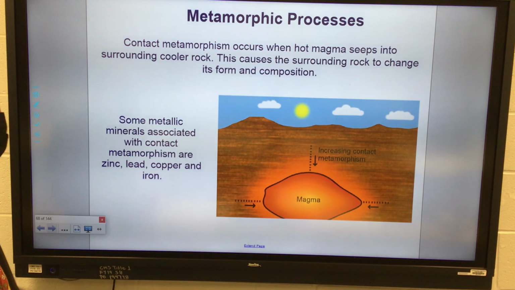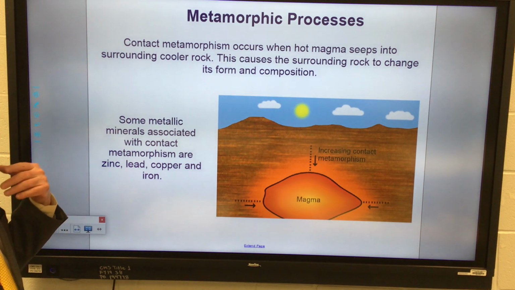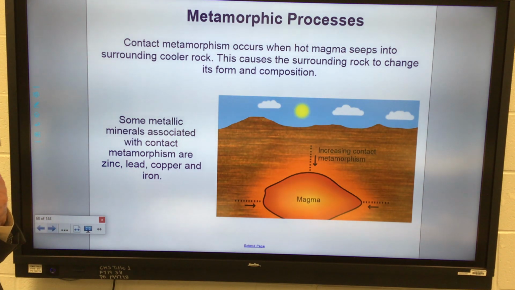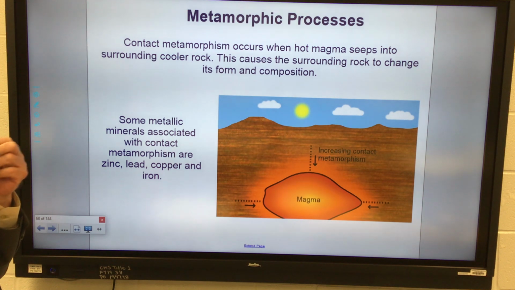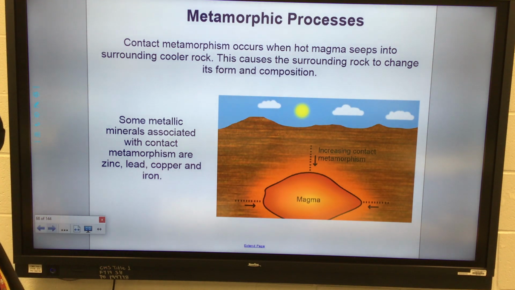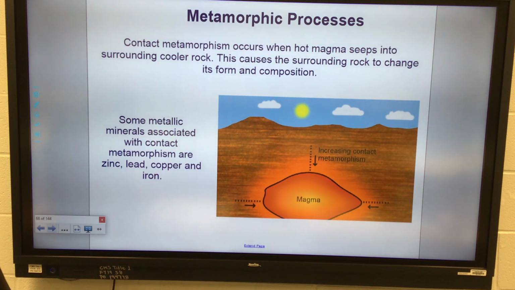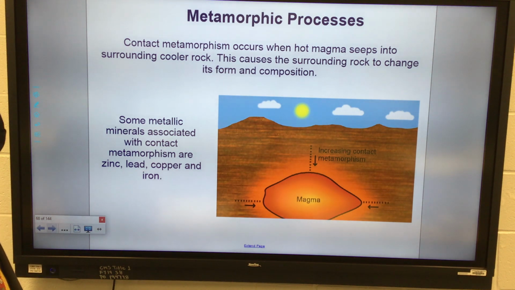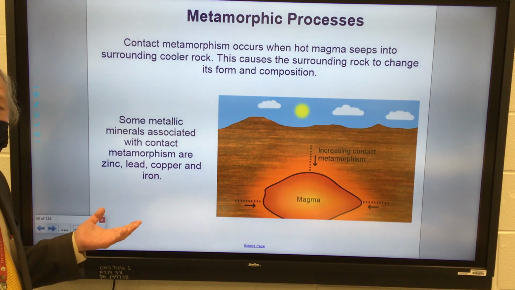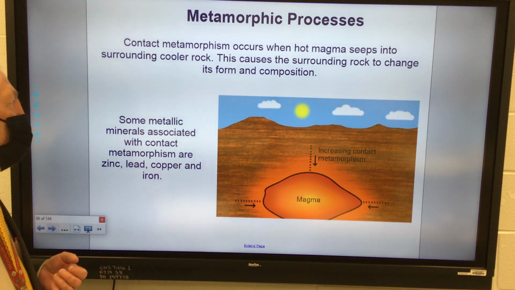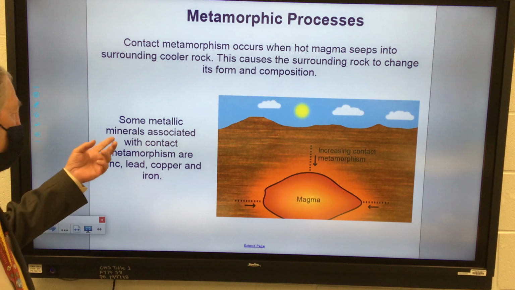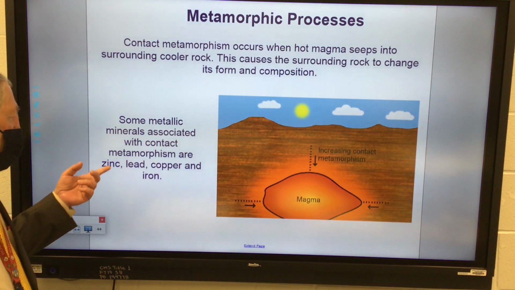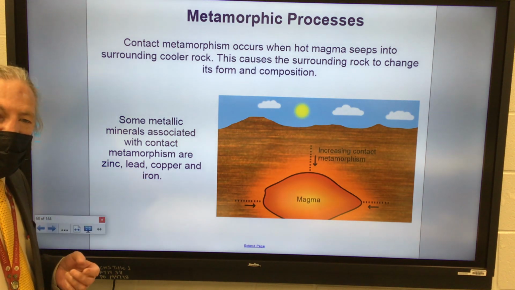Okay, so that was the igneous processes, right? Let's look at some metamorphic processes. Contact metamorphism occurs when hot magma seeps into surrounding cooler rock, and this causes the surrounding rock to change its form and composition, which is what metamorphic means, right? Change. Okay, so some metallic minerals associated with contact metamorphism are zinc, lead, copper, and iron.